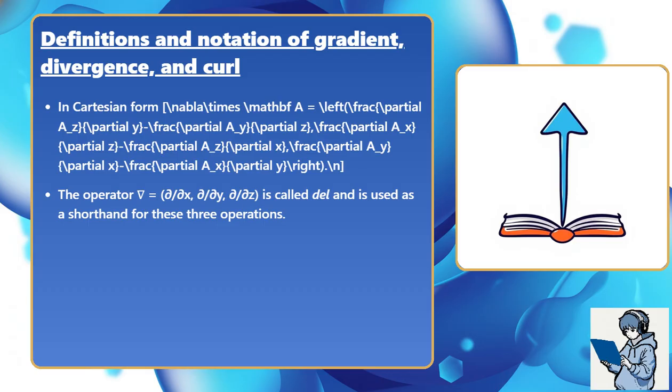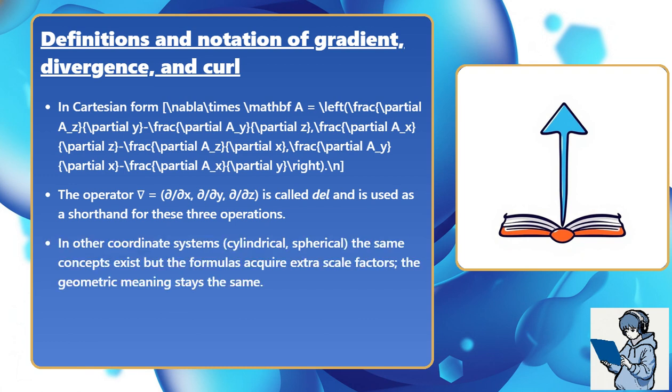The operator nabla equals the set of partial over partial x, partial over partial y, and partial over partial z. It is called del and is used as a shorthand for these three operations. In other coordinate systems such as cylindrical or spherical, the same concepts exist, but the formulas acquire extra scale factors. The geometric meaning stays the same.